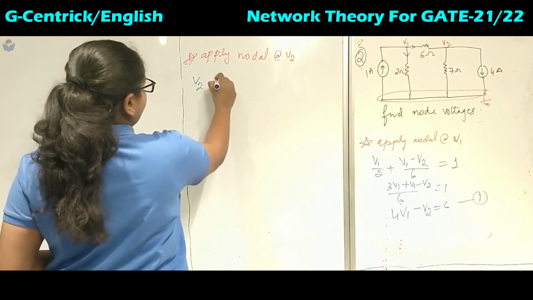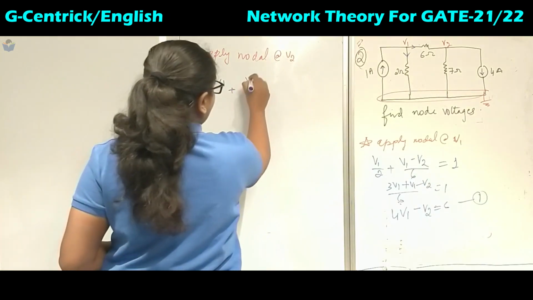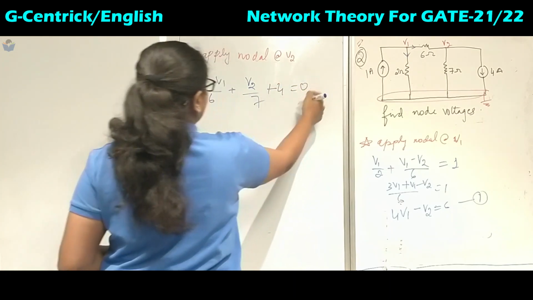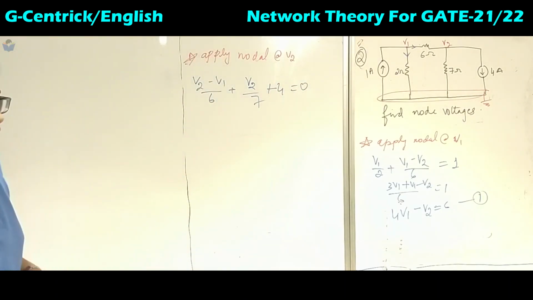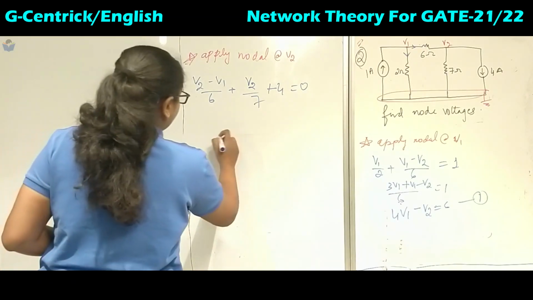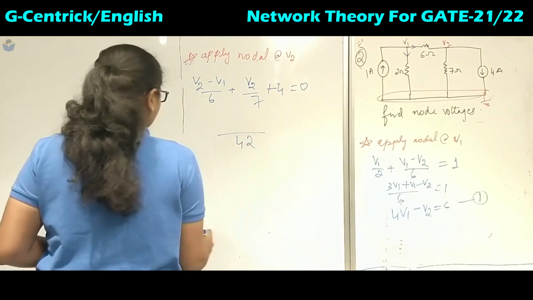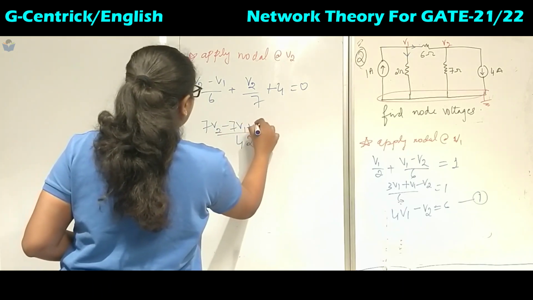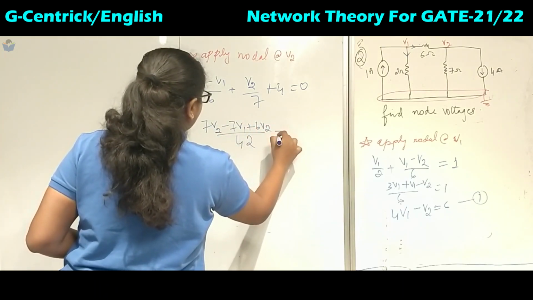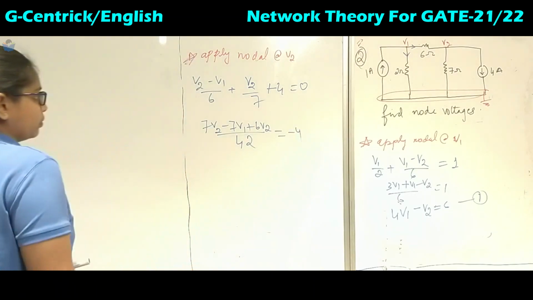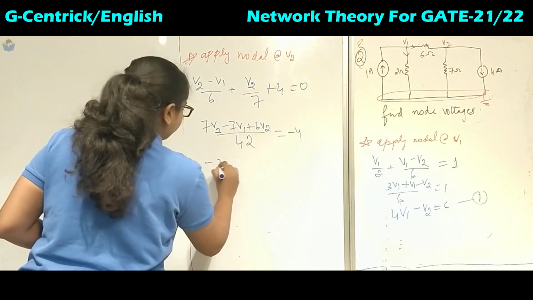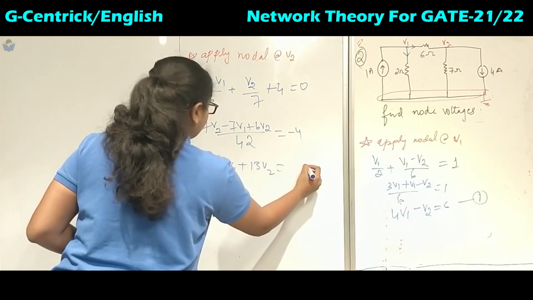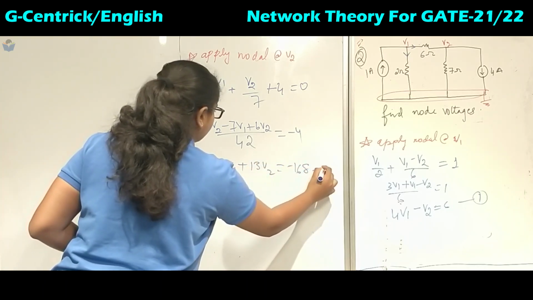Okay, so V2 minus V1 upon 6 plus V2 upon 7, then plus 4 ampere equal to 0. 4 ampere is also the outgoing current. Now take the LCM, that is 42. So 7 V2 minus 7 V1 plus 6 V2 equal to minus 4. Okay, so this is minus 7 V1, 7 plus 6 is 13 V2, and this is minus 168.